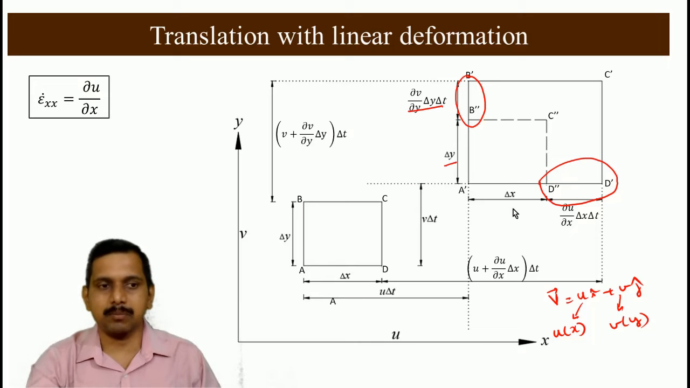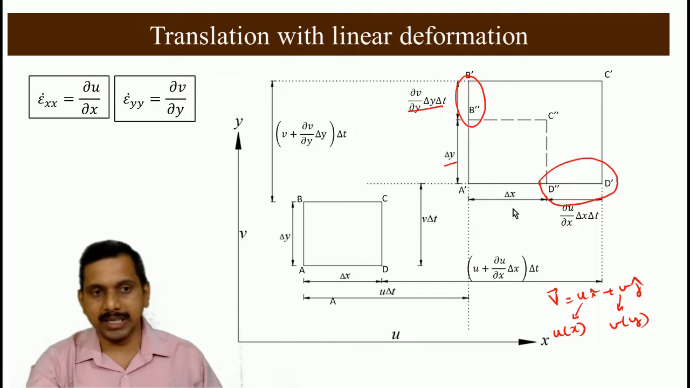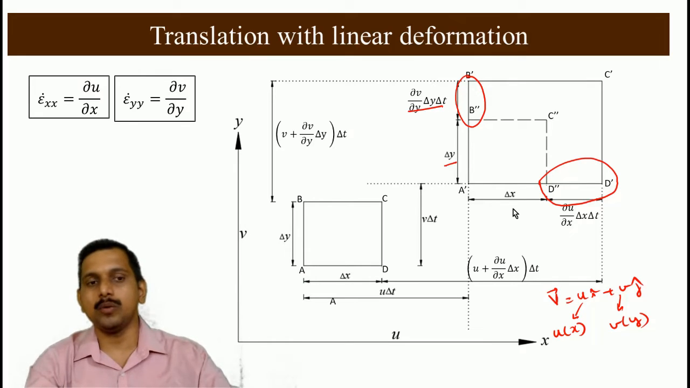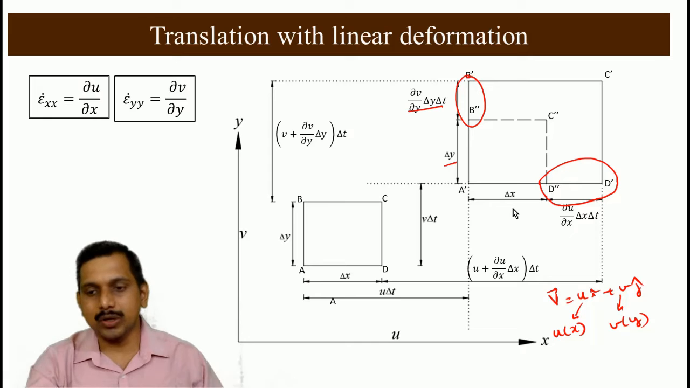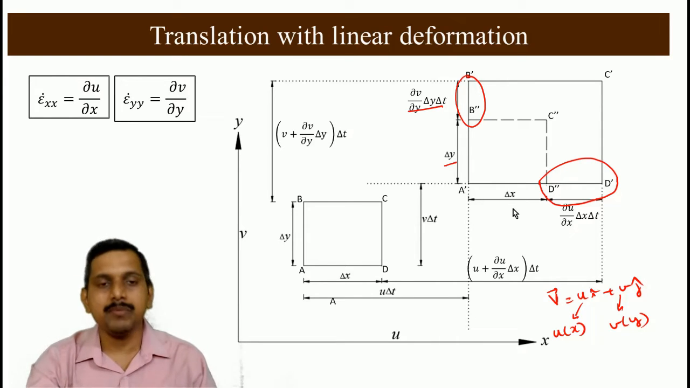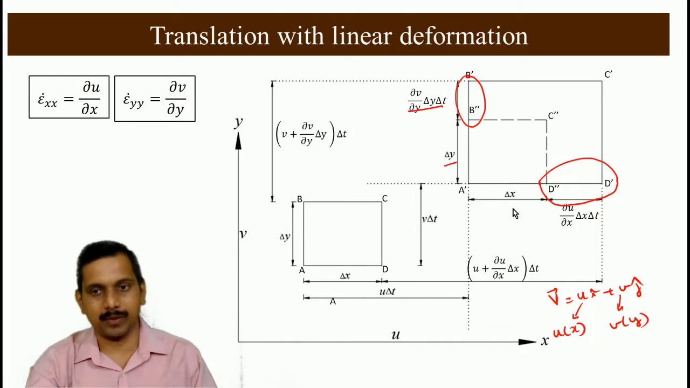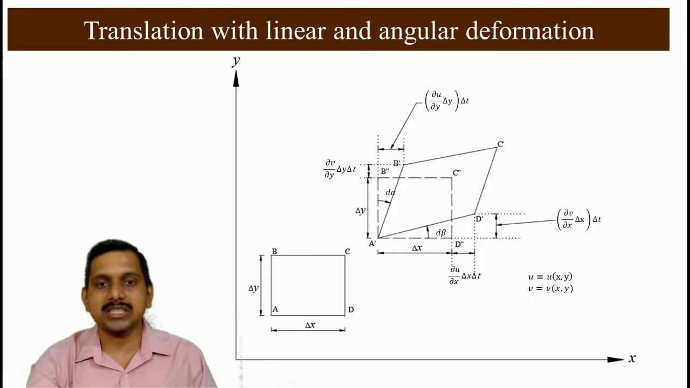Rate of strain is given by epsilon xx dot, which is dou u by dou x, and epsilon yy dot, that is d epsilon yy divided by dt, which is dou v by dou y. Here we have to understand that v is only a function of y and maybe time. That is the reason the partial comes in, because velocity can be a function of time. If it is not a function of time and it is in two dimensions, then we can replace dou by d here. Next we will see what translation with linear and angular deformation is.